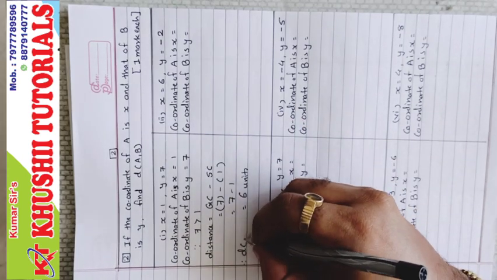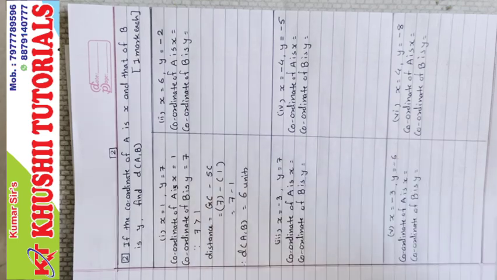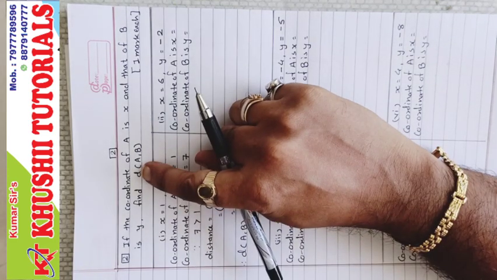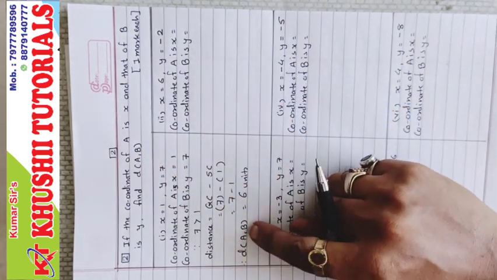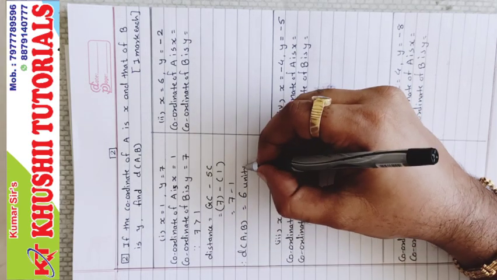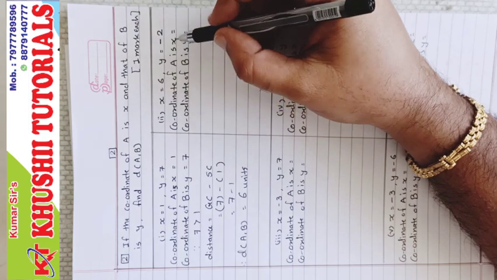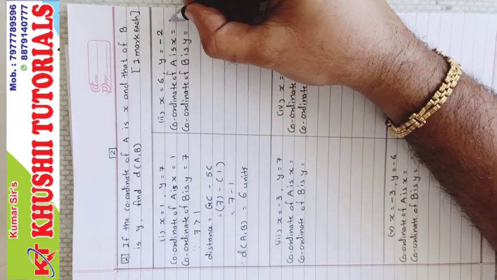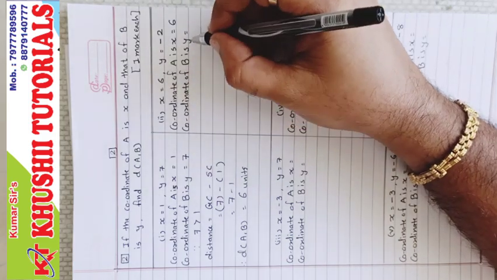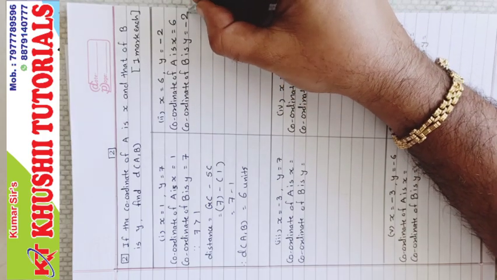Therefore distance of A comma B, even you can write B comma A, but in the question they have asked A comma B. A comma B is 6 units, but if they ask B comma A, then also it is 6 units. The next, coordinate of A is x and x is 6. Coordinate of B is y and y is minus 2.